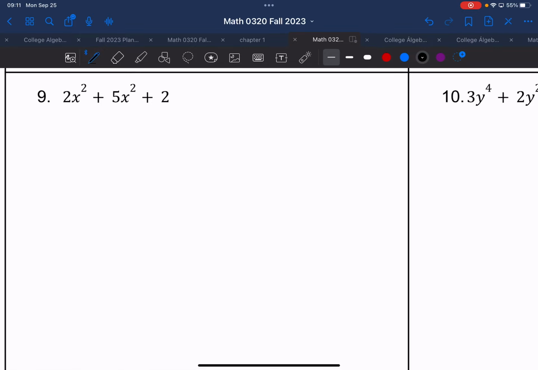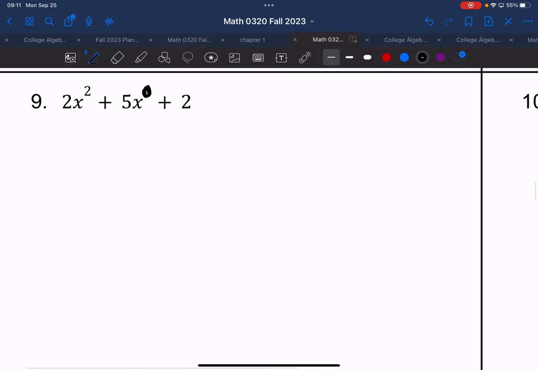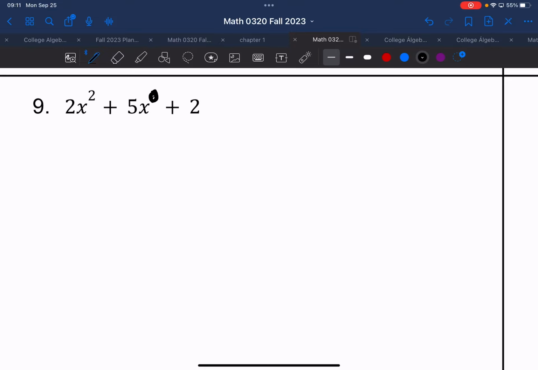Number 9. Number 9 should not have that squared there. It should just be 2x squared plus 5x plus 2. Okay, so we know it's in order. Is there a GCF we can take out? No, so we just label our A, B, C. So that means our A times C is what number? 4, and our B value is 5. So I need 2 factors of 4 that will add to 5.